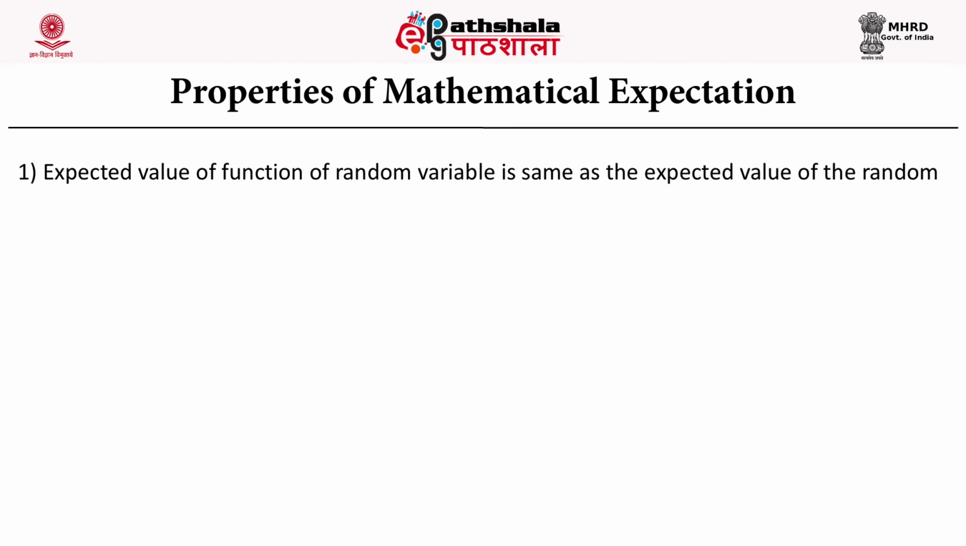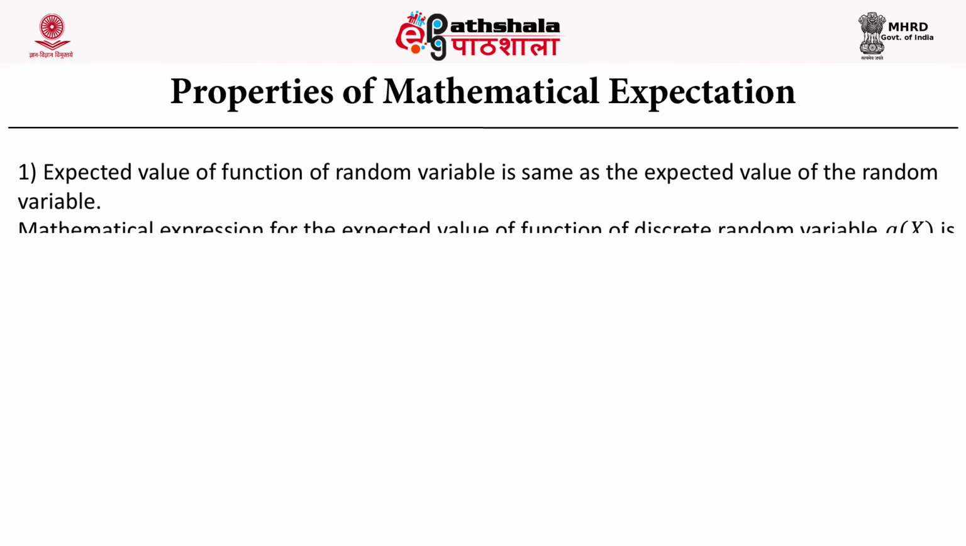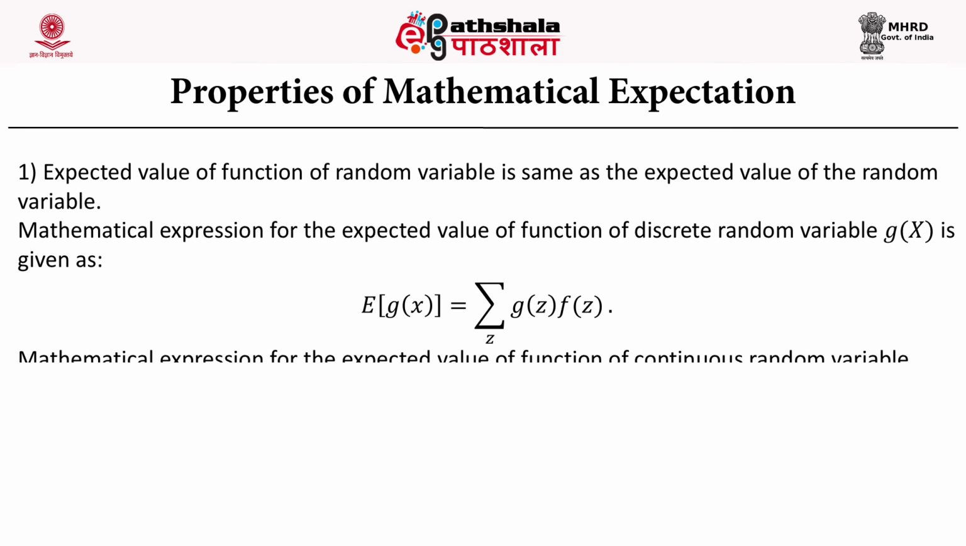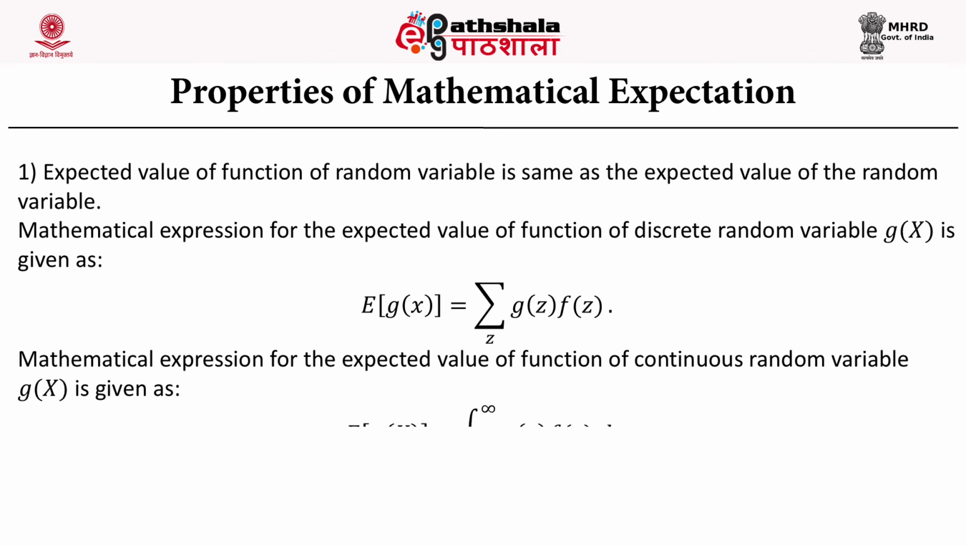The expected value of a function of a random variable is defined similarly to the expected value of the random variable. The mathematical expression for the expected value of a function g(X) of a discrete random variable is the expectation of g(X), which is equal to the summation over z of g(z) f(z). For a continuous random variable, the expectation of g(X) is equal to the integration from minus infinity to infinity of g(z) f(z) dz. Second, if the expectations of two random variables X and Y exist, the expectation of the sum of the two random variables is equal to the sum of the expectations of the respective random variables.